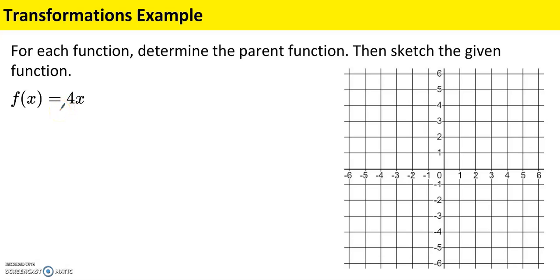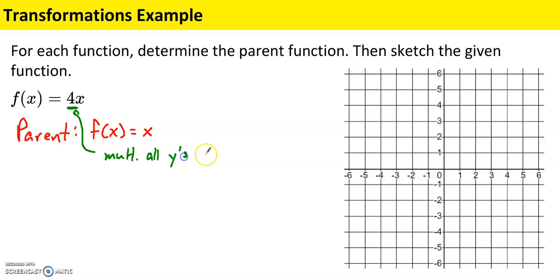So if I look back at those parent functions that we've looked at, this looks to me a lot like the function f of x equals x, the identity function. And when I look at what's different about it, I see the 4 here. And to me, that's like multiplying the 4 by the function itself, the x. So what transformation that 4 will do is that it will multiply all the y's by 4. It'll stretch the graph vertically by a factor of 4.